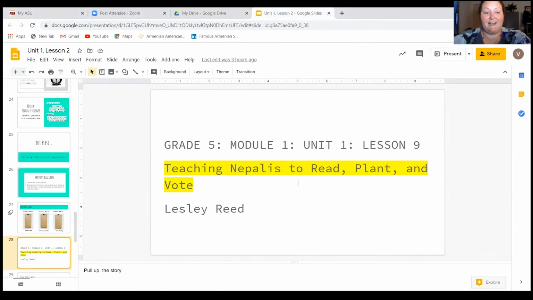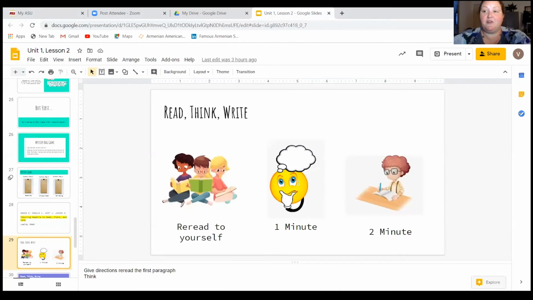Just like last week, I don't know if you guys remember this, but first I want you to read, think, and then write. So we're going to go back, and I want you to read the first paragraph. That's just it. Nothing else, just the first little paragraph. I want you to reread it to yourself. And then I want you to think about what this paragraph might mean.